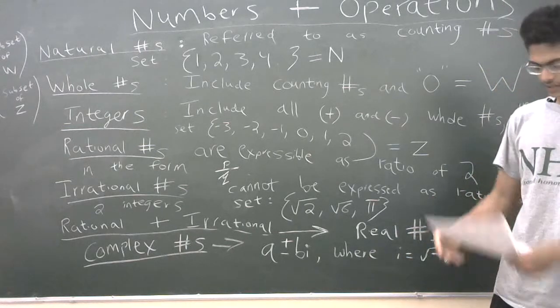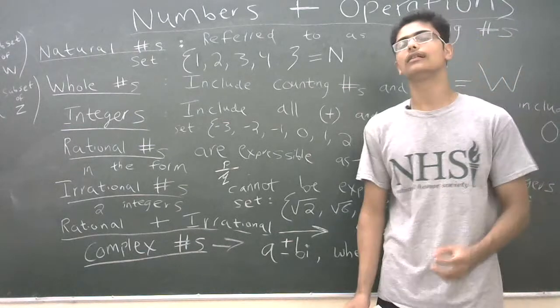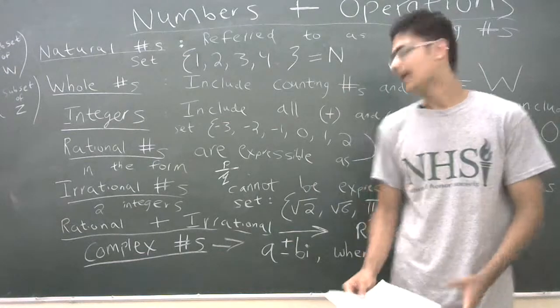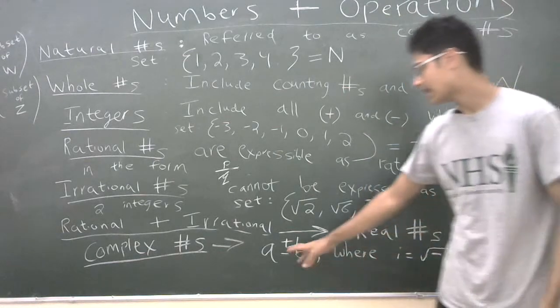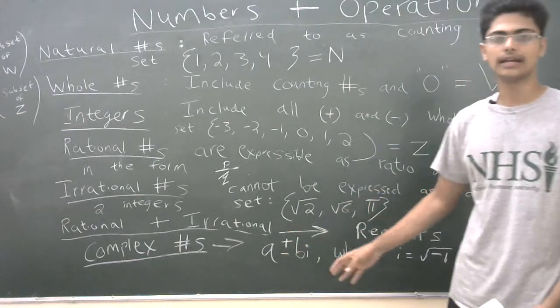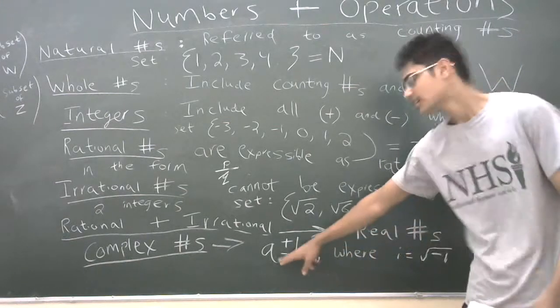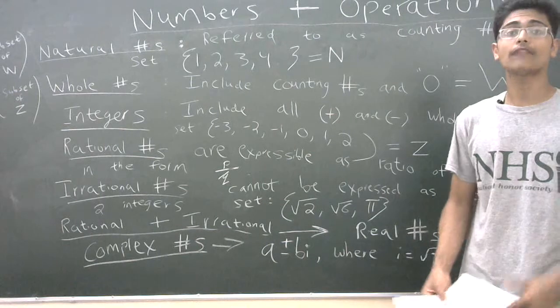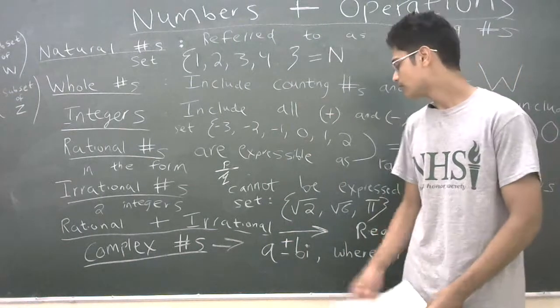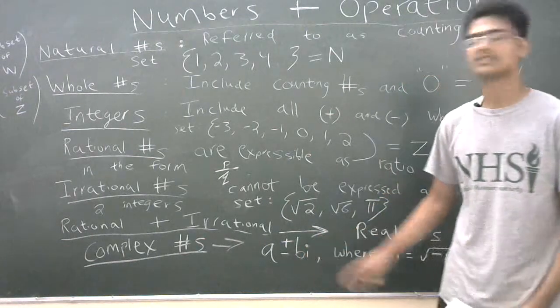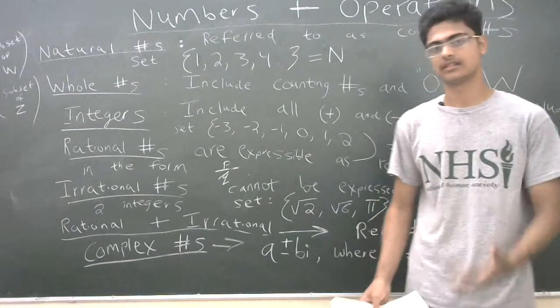And what's important to understand is that every real number is a complex number. A complex number is a plus or minus bi. So think about it. A real number such as 5 can be written in this form, where b is 0. You can write this as 5 plus or minus 0i.